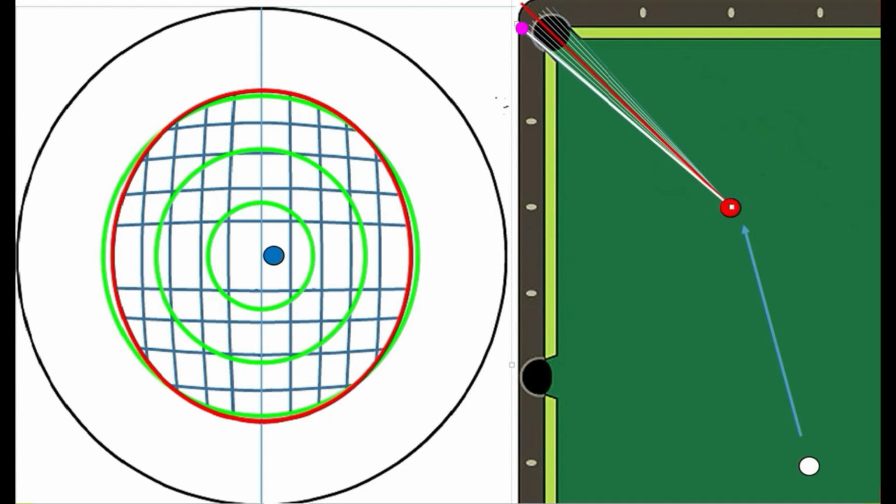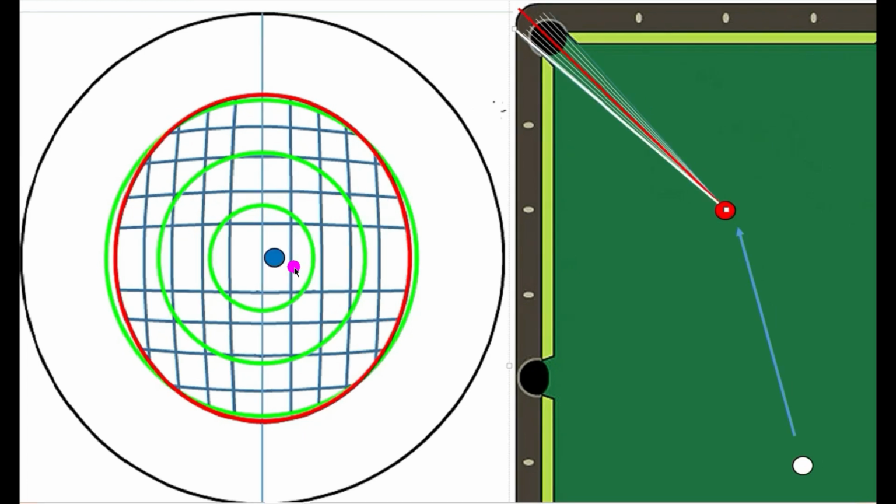If, on the other hand, you were at stun at 10% English, you would aim here, which is about 4 degrees short, to have the object ball go directly down the center. And if you were at stun at 70% outside, you would aim 4 degrees long to have the object ball go down the center. In 10% increments, it would look like this.